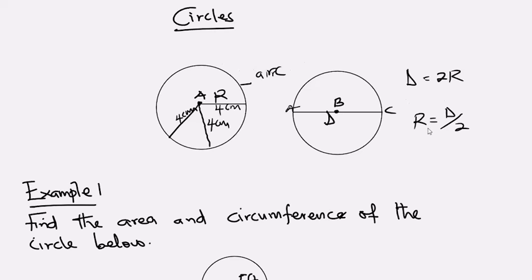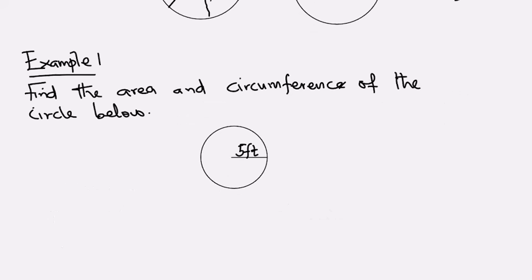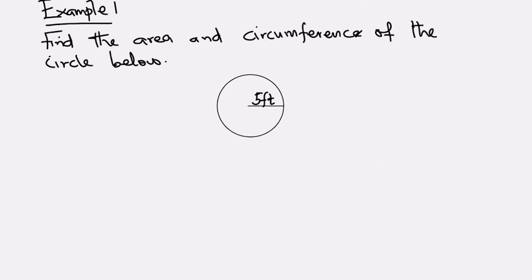Right, now let's solve our first example on area and circumference of a circle. In this example, we are to find the area and circumference of the circle below, giving the radius as 5 feet. So we have the center here, we have our radius given as 5 feet. Now, area of a circle is pi r squared.